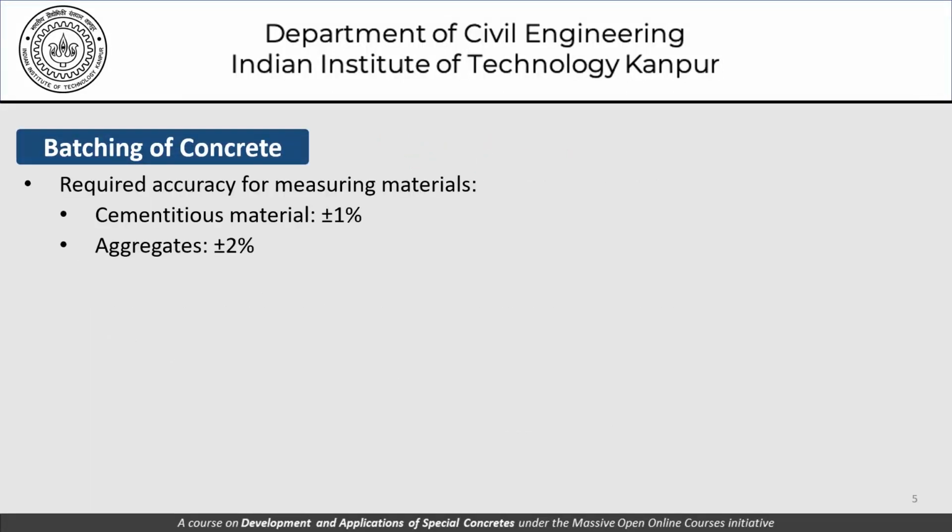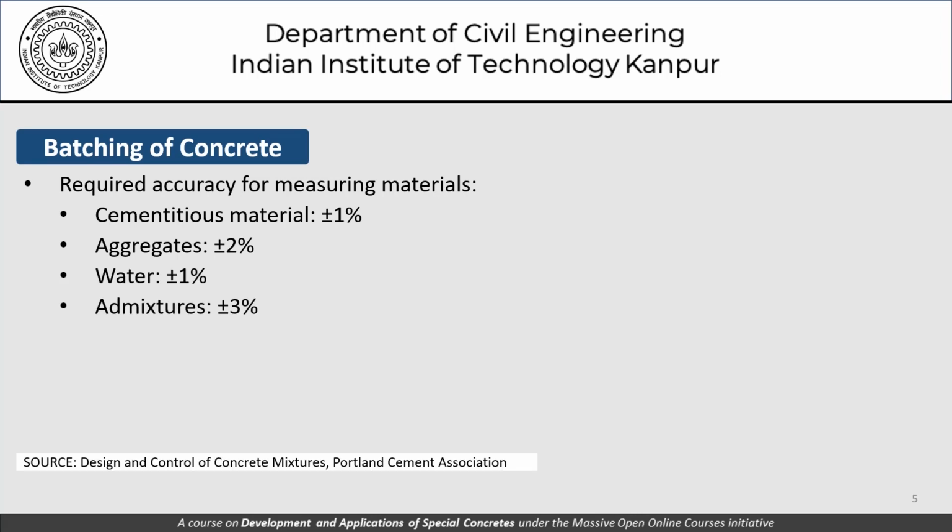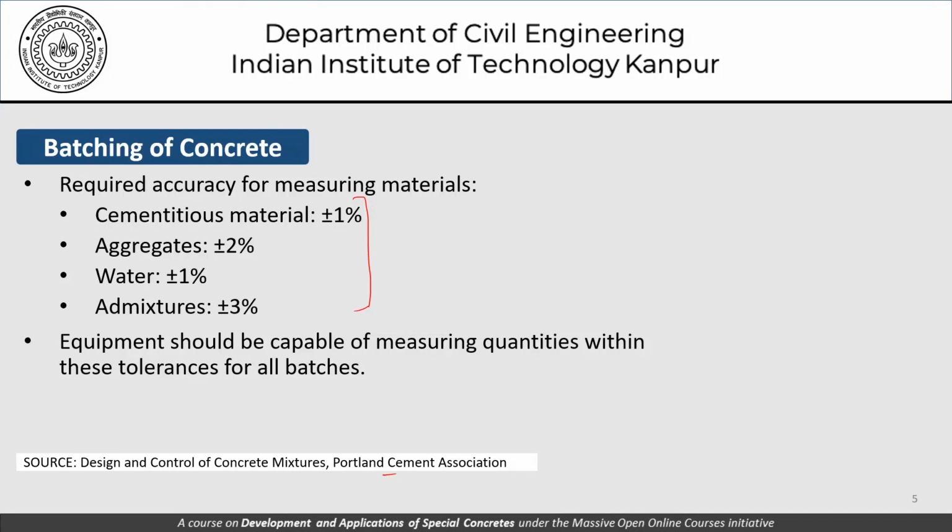Continuing with our discussion of batching, some of the benchmarks which are available to us are the required accuracy for measuring materials could be 1% for cementitious materials, 2% for aggregates, 1% for water, and maybe 3% for admixtures. These numbers will obviously be different for different specifications, and this is the source that we are using here. So I will encourage you to take up some other source of information and find out what is the permitted range of variation as far as the batching of cementitious materials or aggregates or water admixtures is concerned. Equipment should be capable of measuring quantities within these tolerances for all the batches.